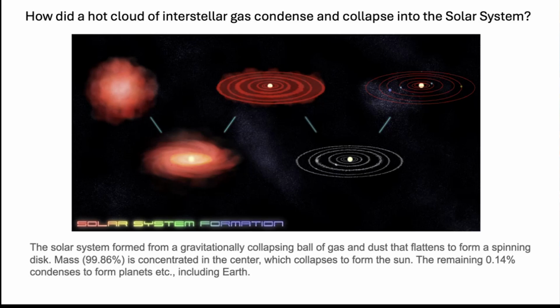So there we see it again. The interesting fact is the mass in this coalescing, collapsing molecular cloud is concentrated at the center. 99.9% of it, or 99.86%, is concentrated in the center, and the rest, the 0.14%, is everything else, including the Earth.